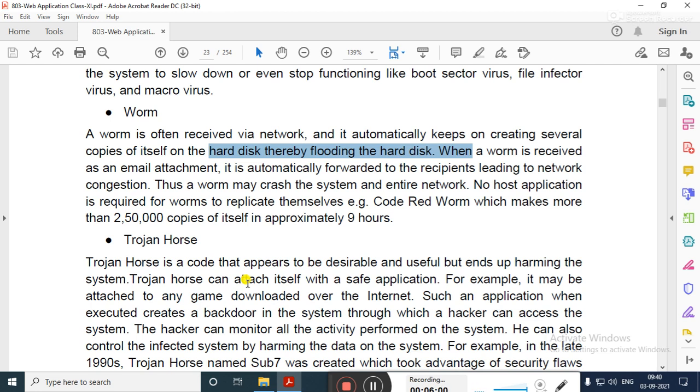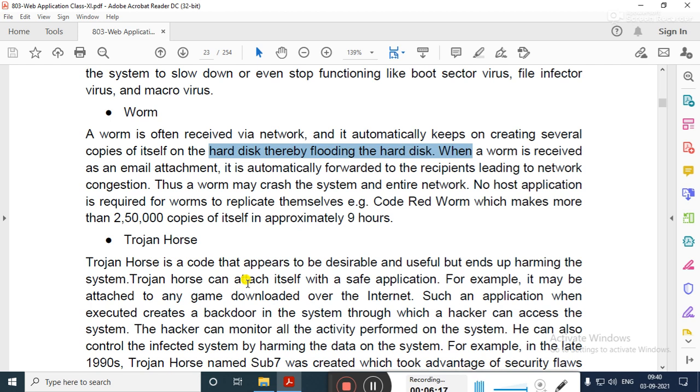This worm may crash the system and the entire network. No host application is required for worms to replicate themselves, like the Code Red worm, which made more than 250,000 copies of itself in approximately 9 hours. So it is the most important. What is basically a worm?